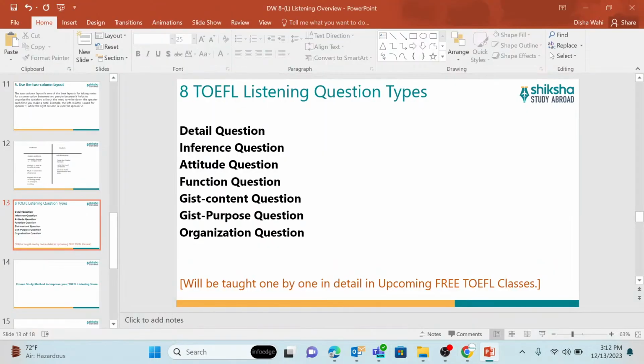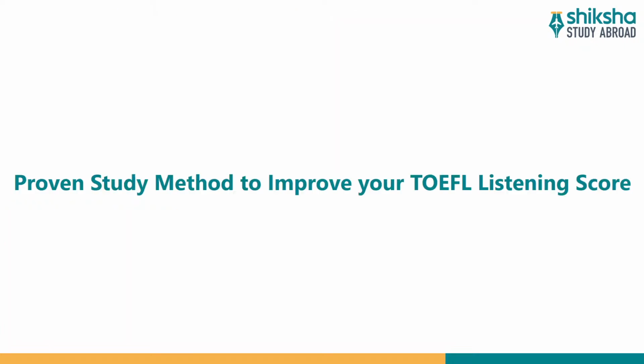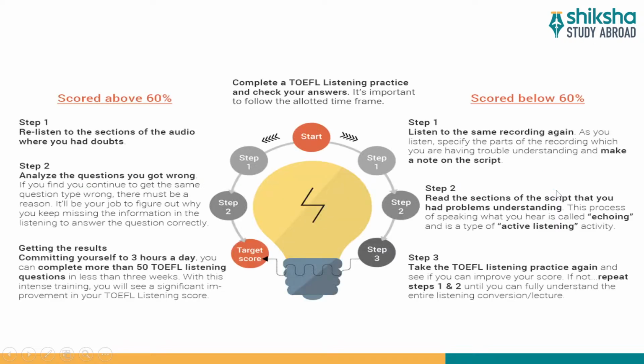And now we come to another slide. Proven study method to improve your TOEFL listening score. Let's see what that is. Scored above 60% and scored below 60%. So complete a TOEFL listening practice and check your answers. It's important to follow the allotted time frame.